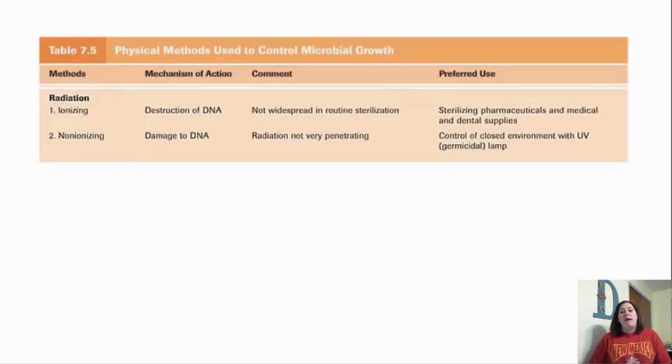The next main method here is radiation. When we're looking at radiation, we can use ionizing radiation or non-ionizing radiation, but it doesn't matter which one you're looking at. Both of them do affect the DNA. Ionizing radiation, though, destroys the DNA, whereas non-ionizing just damages it. Now, ionizing is not widespread in routine sterilization, but they do use it to sterilize some pharmaceuticals, medical, and dental supplies. The non-ionizing radiation is not very penetrating. That's one reason it's not used widely, but it is used to control closed environments with UV lamps, and this is more germicidal, so it's to kill the germs that are present.